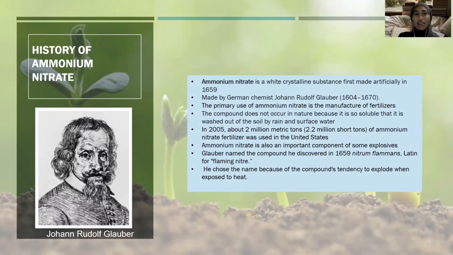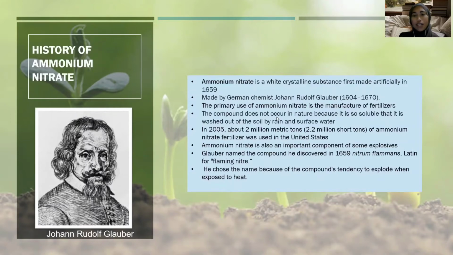So I'm going to tell you about the history of ammonium nitrate. You must be wondering where ammonium nitrate came from, right? So I'm going to tell you. Ammonium nitrate is a white crystalline substance first made artificially in 1659. It was made by a German chemist called Johann Rudolf Glauber. At that time, the primary use of ammonium nitrate was the manufacture of fertilizers, as our topic, ammonium nitrate as a fertilizer.